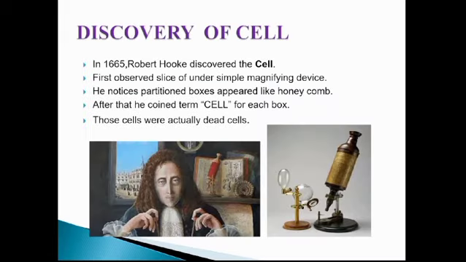First we are going to discuss the discovery of the cell. In 1665 Robert Hooke discovered the cell. First, he observed a slice of cork under a simple magnifying device. He noticed partitioned boxes that appeared like a honeycomb. He also noticed that one box was separated from another by a wall or partition. After that, he coined the term cell for each box. Those cells were actually dead cells.